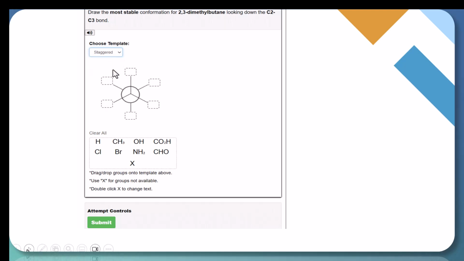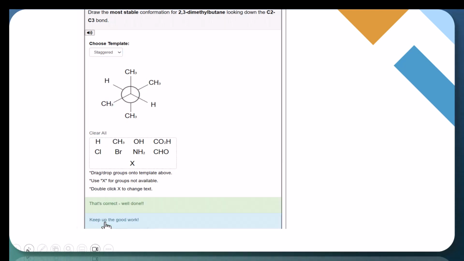Well, sure enough, Carl had this feature of drag and drop, being able to choose this Newman projection either in the staggered or in the eclipsed format. And so again, I think this takes a different sort of information processing ability for students. And we're able to directly assess this for students and give them multiple problems.